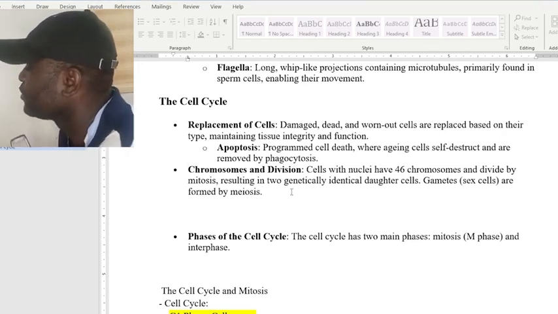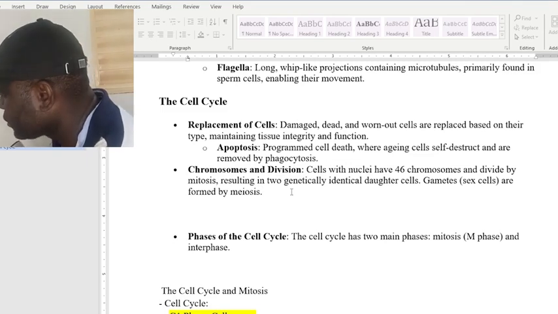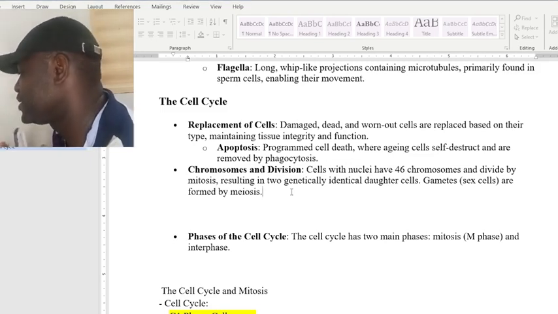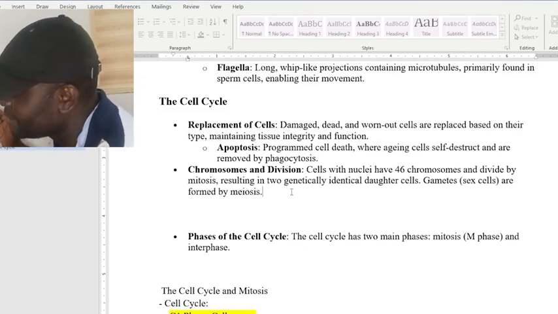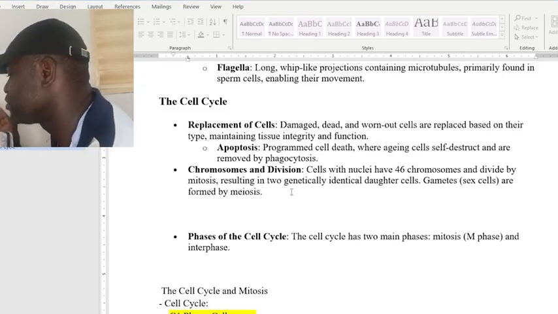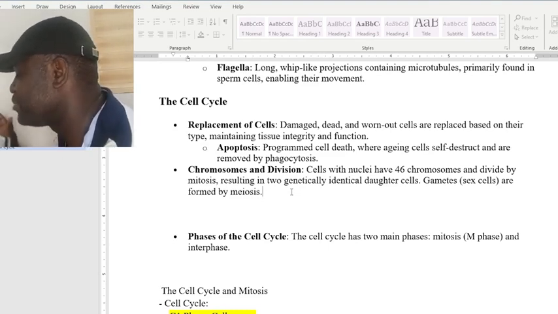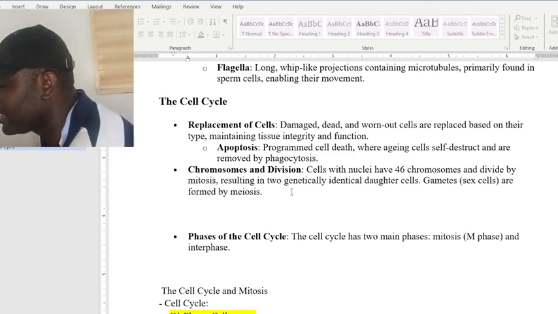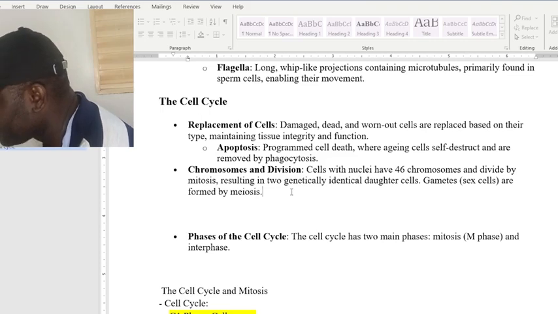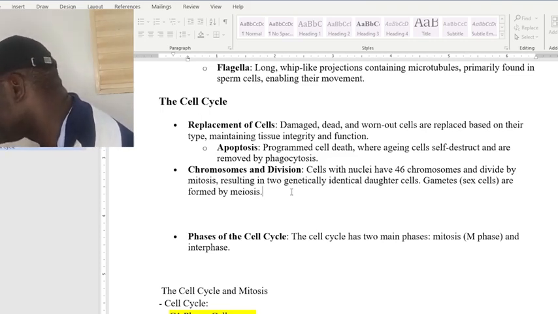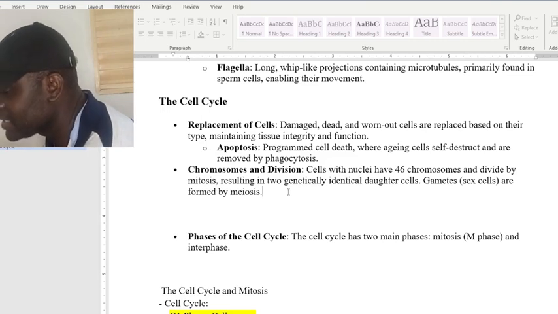Okay. So now the cells with 46 chromosomes divide by mitosis, while the cells with 23 chromosomes divide by meiosis. Now, apart from your gametes, your sex cells, the sperm in men and the ovum in females, all other cells of your body divide by the process of mitosis. But these sex cells divide by the process of meiosis.